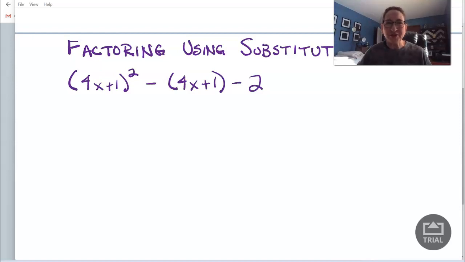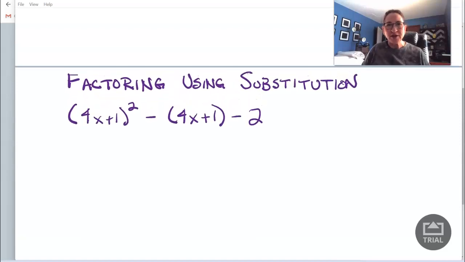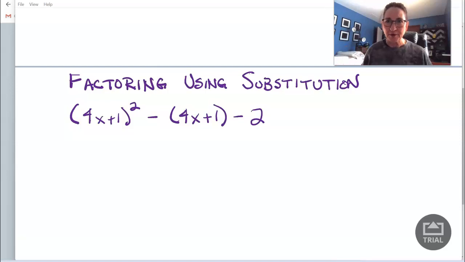So I've had some questions about problem number 9 and 10 on section 4.6, which is factoring trinomials. And so I just want to do an example of the type of problem you're going to run into that uses factoring with substitution. So this problem, your gut might tell you that the first thing to do would be to multiply out 4x plus 1 squared. And yet that would not be the best place to start.